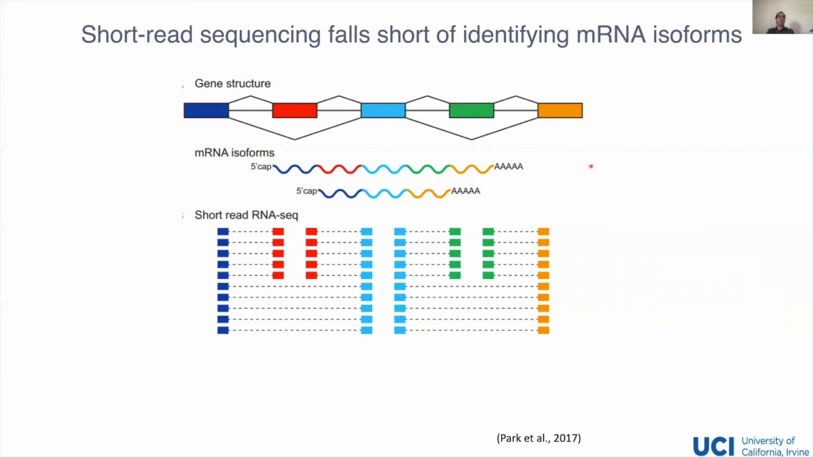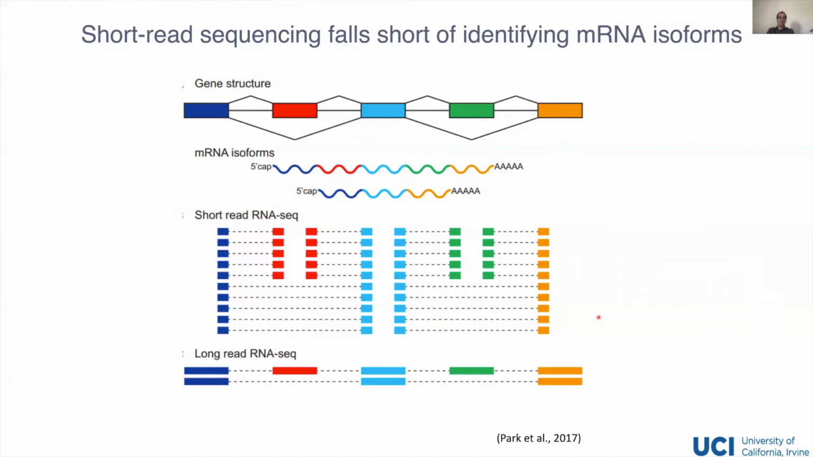This is a very difficult problem to solve with short read sequencing, which is very straightforward to solve with long read RNA sequencing, because what you end up doing there is simply sequencing from the beginning to the end of the read. And the read is your isoform.